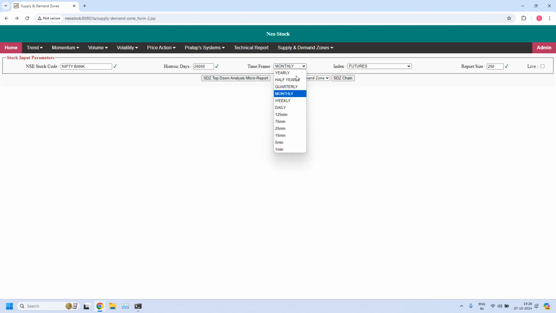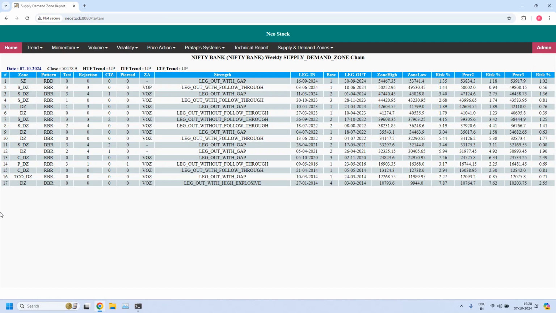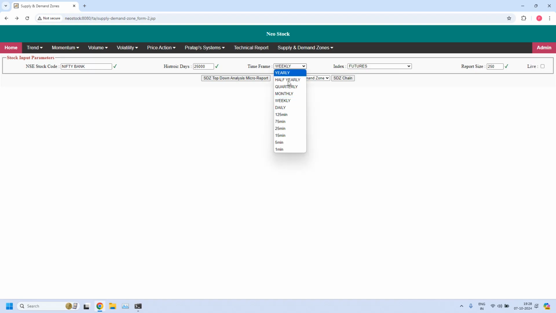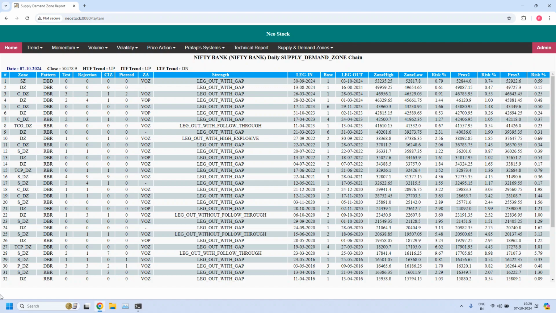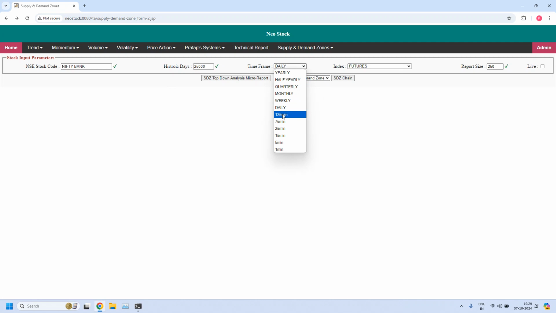Next time frame is weekly, generating weekly supply demand zone chain for Bank Nifty. Next time frame is daily. I am generating daily supply demand zone chain for Bank Nifty. Next time frame is 125 minutes, generating 125 minute supply demand zone chain for Bank Nifty.